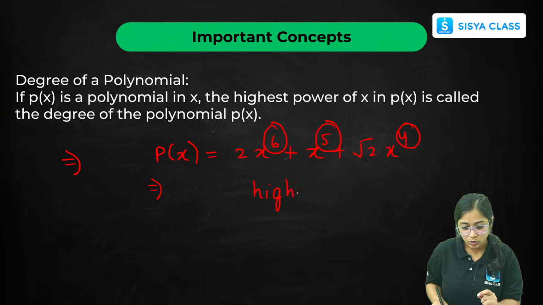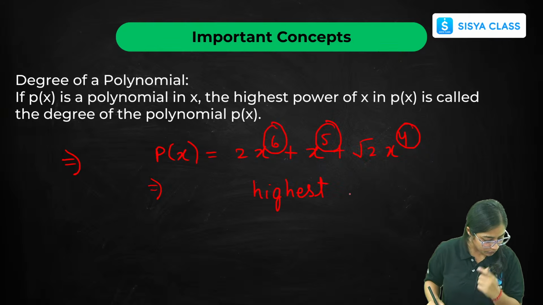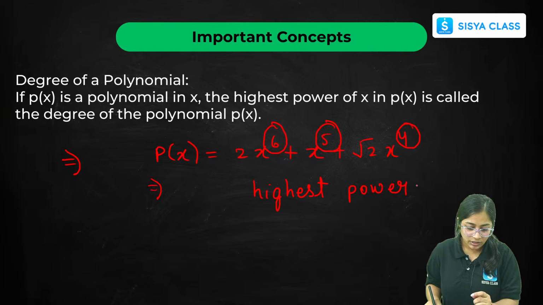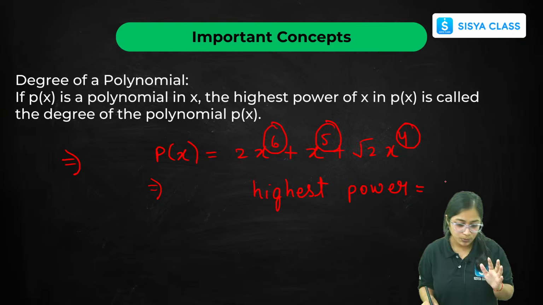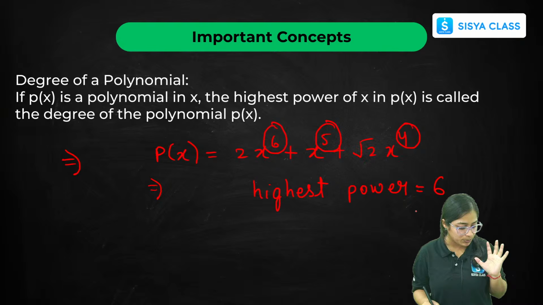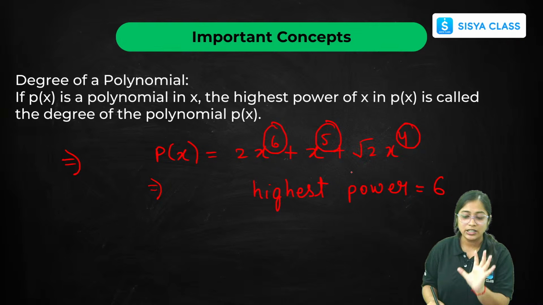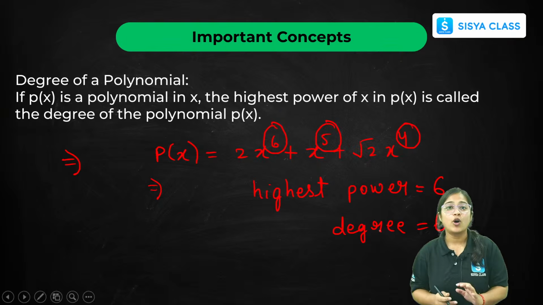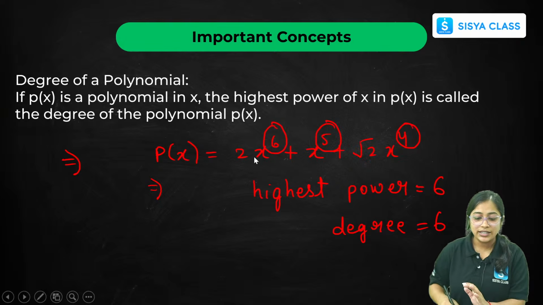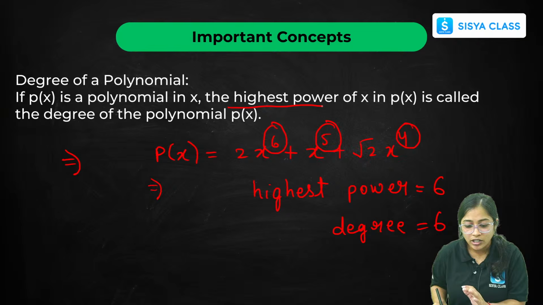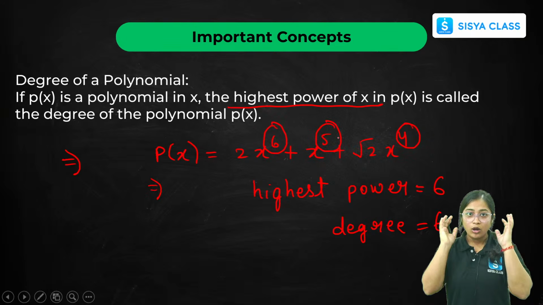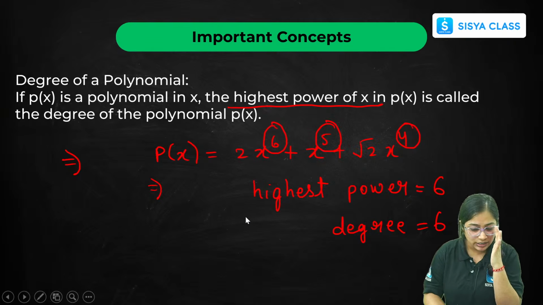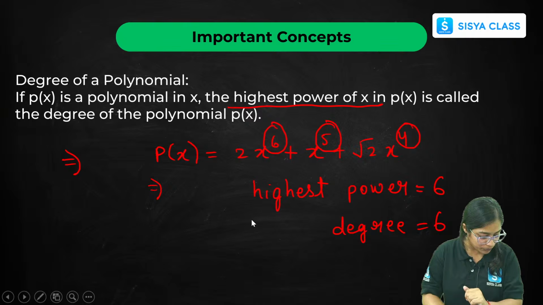If I ask you, all of you can write in the message what is the highest power of this variable? Everyone please, what is the highest power here? So 6 is the highest power, right? So what is the degree of this polynomial? The degree of this polynomial is also 6, okay? So what is the degree of any polynomial? It is the highest power of the variable. In your polynomial, whatever is the highest power, that will be the degree of your polynomial, right? I think it is also clear to everyone, right?